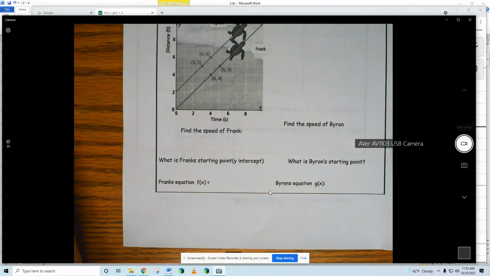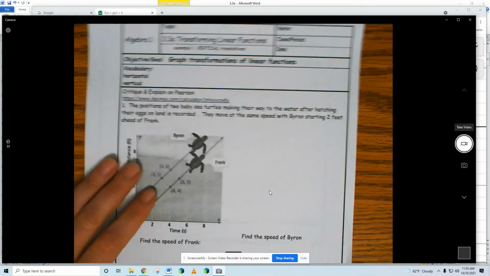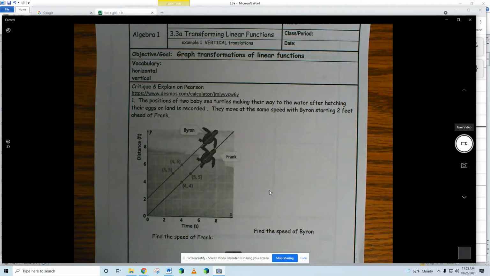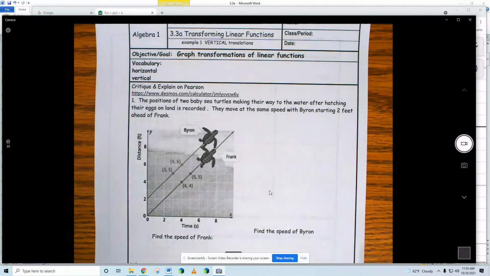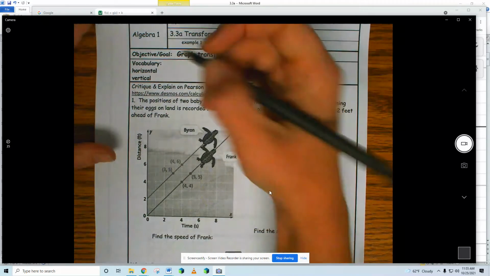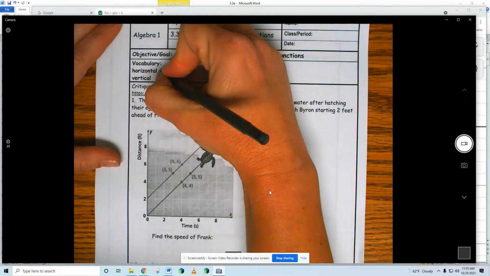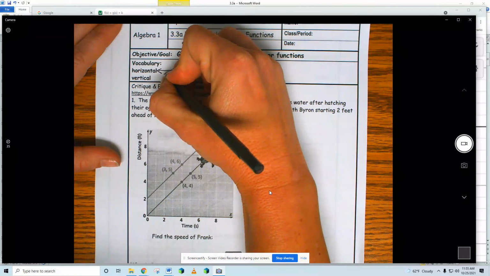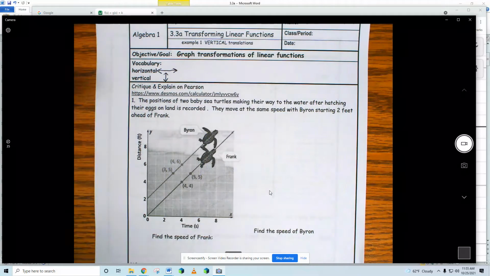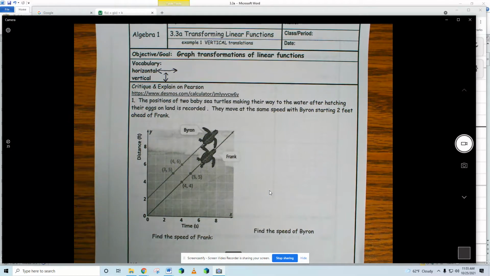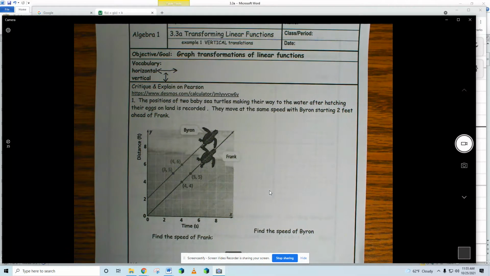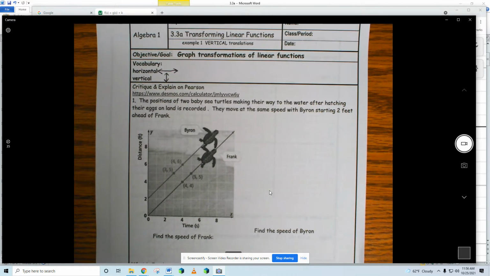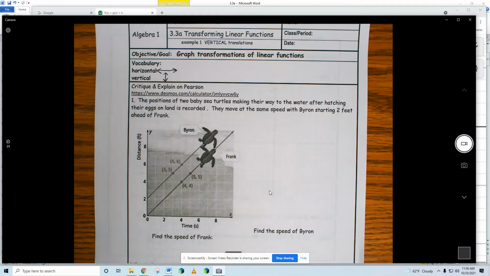Okay. So vocab, horizontal and vertical. Horizontal line goes like this. A vertical line goes up and down. I just need to make sure you know that. I think this is much better for your eyes. Yep, that's much better. Okay, so horizontal and vertical lines.